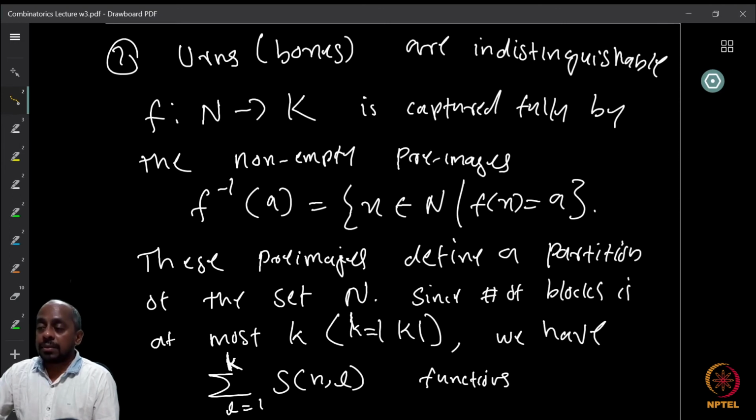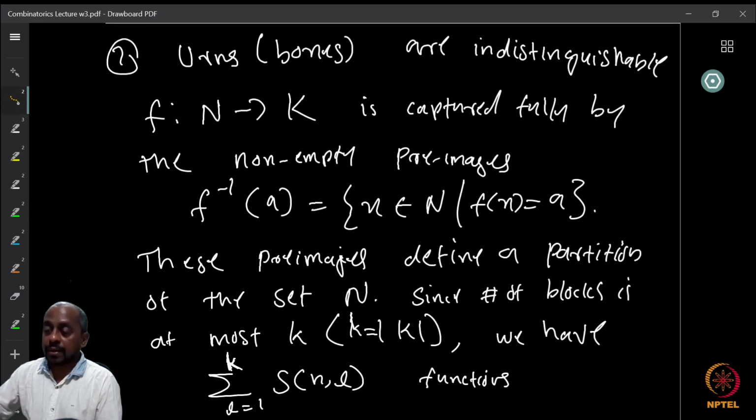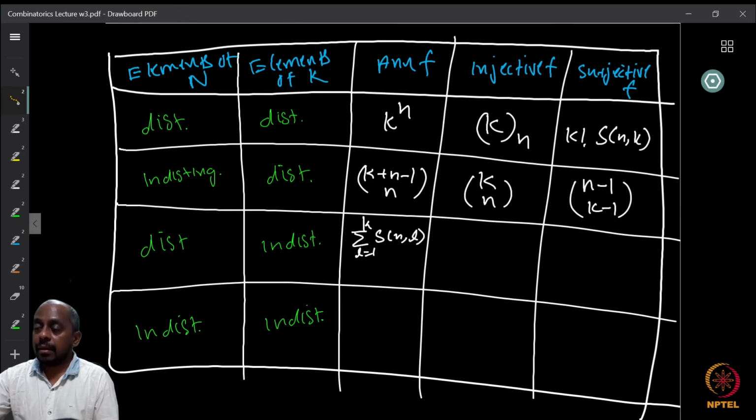What we are going to see is that you are looking at different ways of partitioning the set n into at most k blocks. So that is the summation l equal to 1 to k of S(n, l). That is S(n, 1) plus S(n, 2) plus etcetera up to S(n, k). So we get the seventh entry. So what is the next entry?